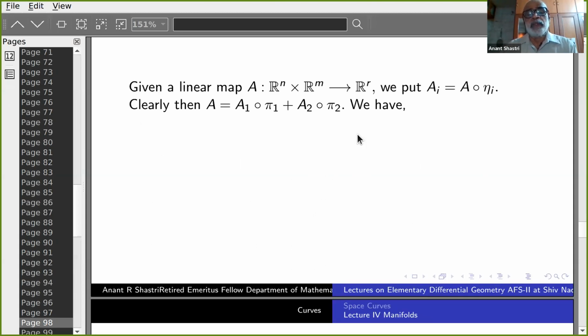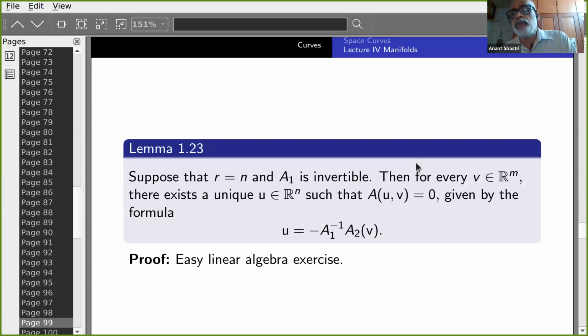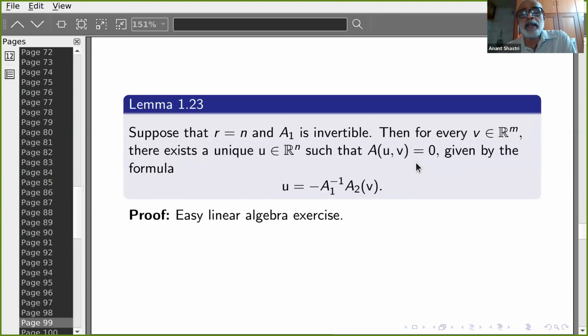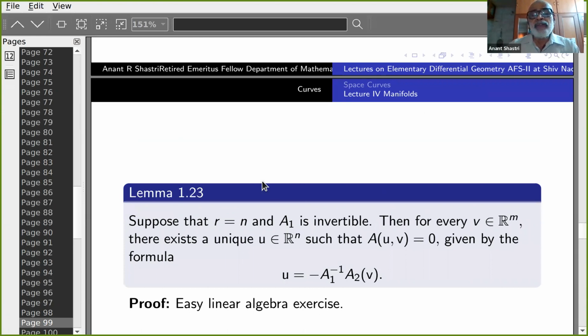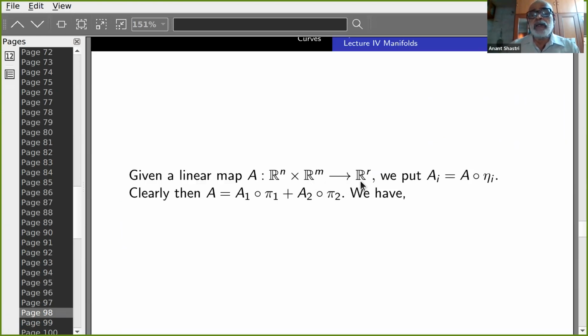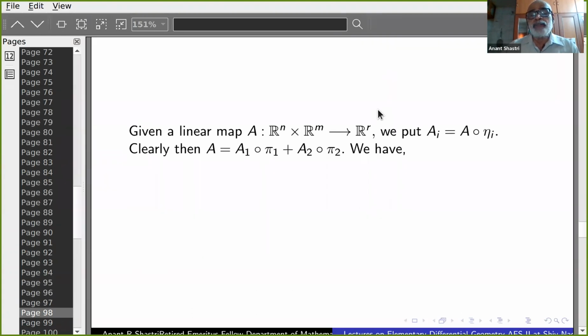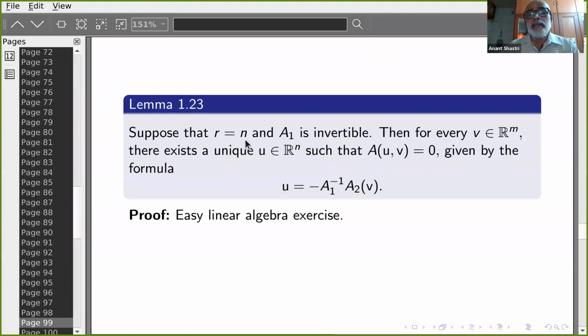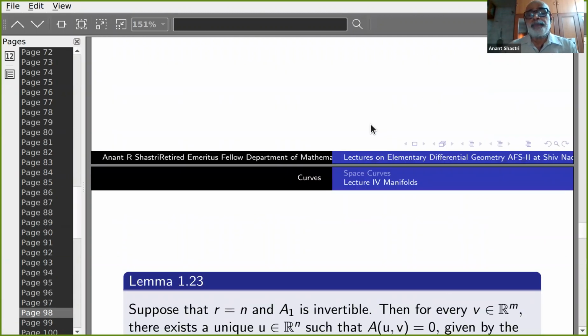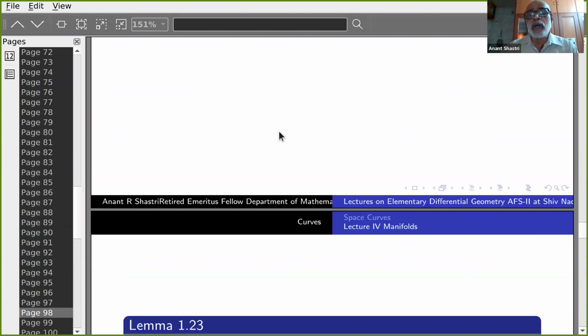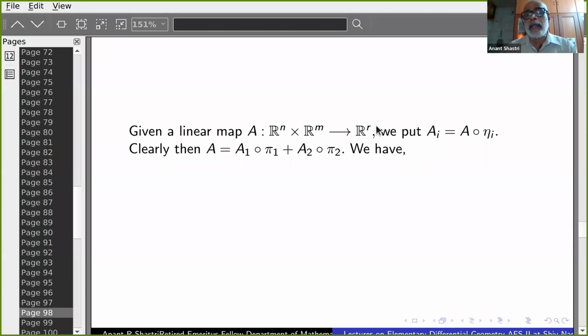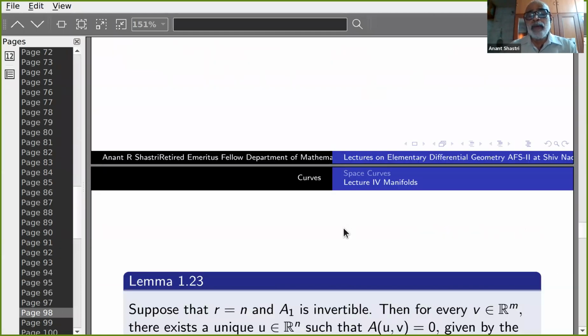Now here is a lemma which is purely a linear algebra result. Suppose r itself is n now, the special case. Then I have the first projection and second projection, right? So the first projection is from Rn to Rn. Suppose r is n, then A1 will be a map from Rn, an inclusion map into Rn cross Rm, and then to Rn here. Suppose you assume that A1 is invertible.